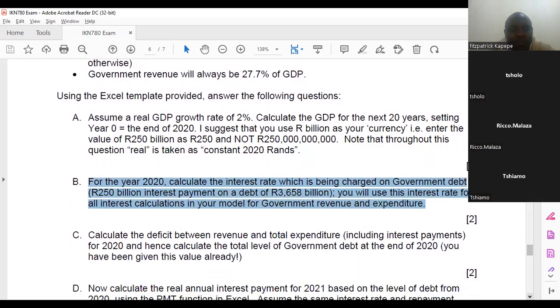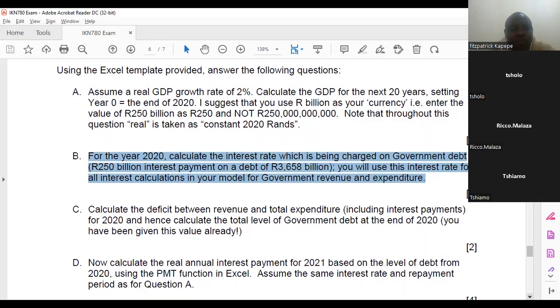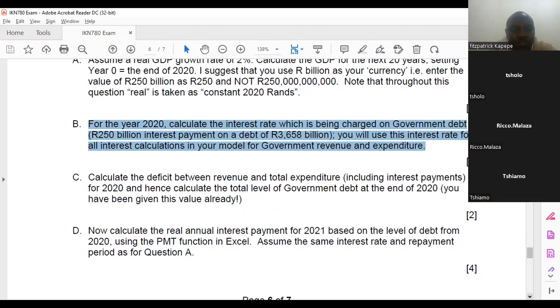That is okay. Assume a real GDP growth rate of 2%. Calculate the GDP for the next 20 years, setting year 0 equal to the end of 2020. I suggest that you use rand billion as your currency, i.e. enter the value of 250 billion as 250. Okay, that's fine. Note that throughout this question, rand is taken as constant 2020.